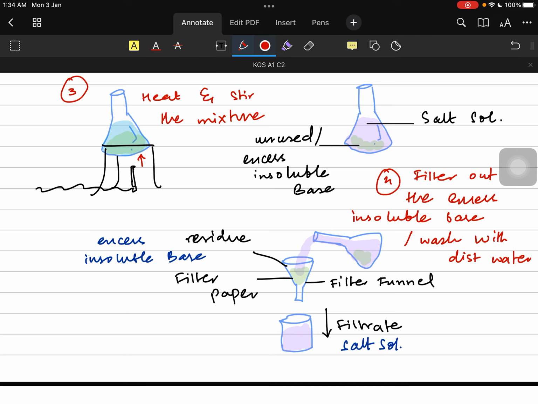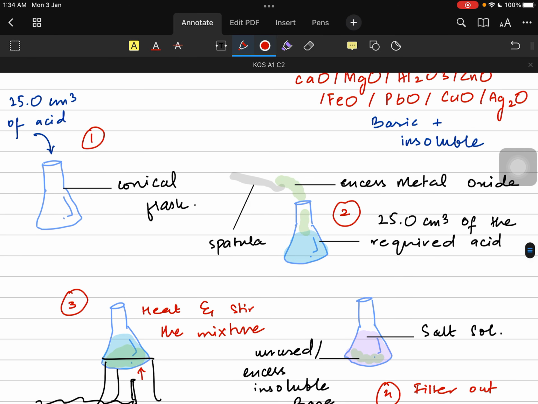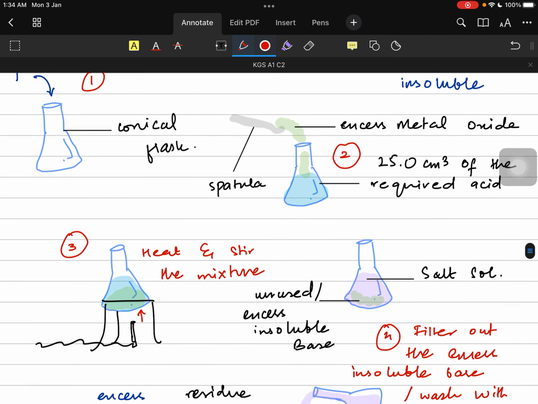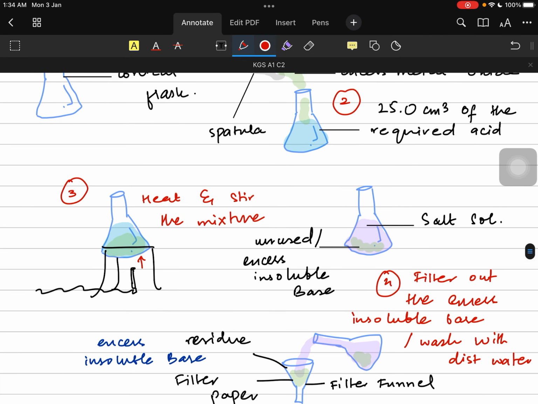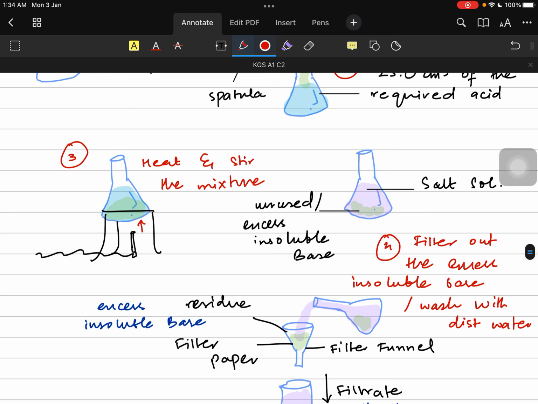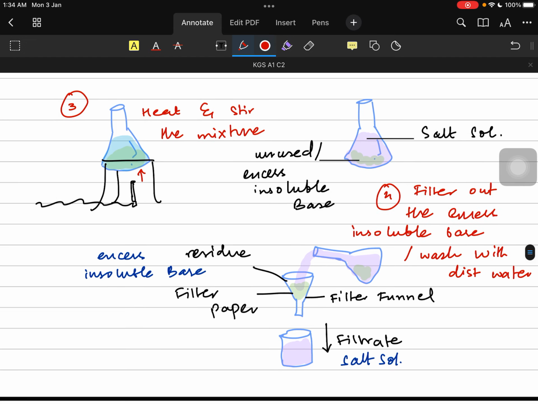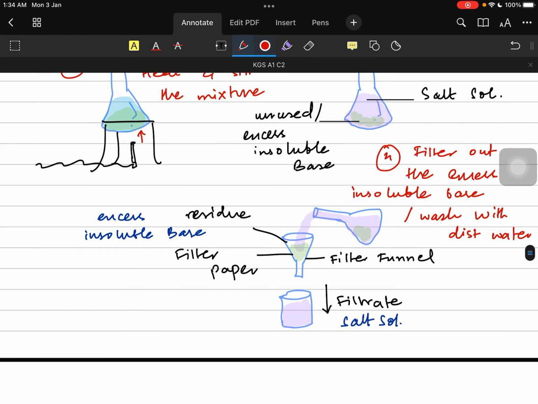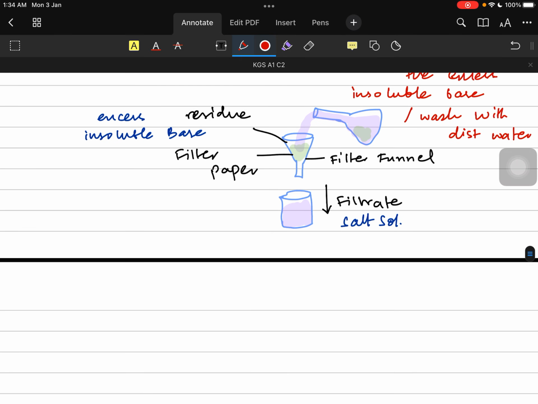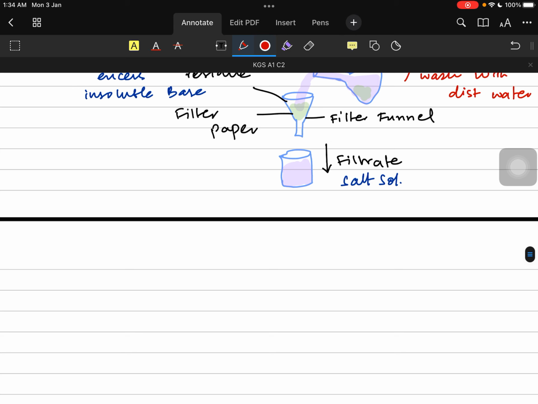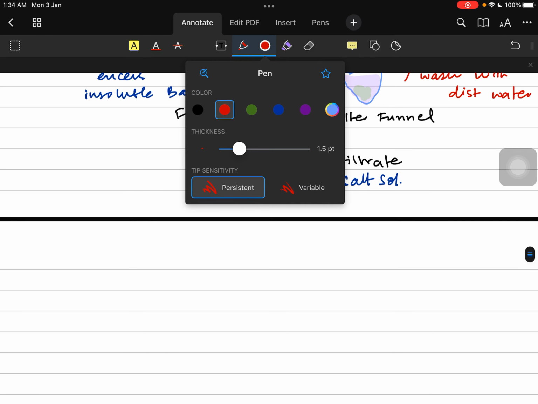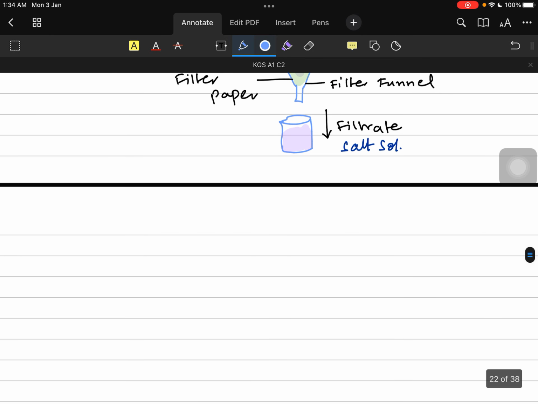So far what we have done is we took acid into the conical flask, we added the excess insoluble base, we heated and stirred them for proper mixing, the salt solution was prepared, then we filtered out the insoluble base and we washed it with distilled water, and now we have the salt within the solution. How do we get the salt from the solution?